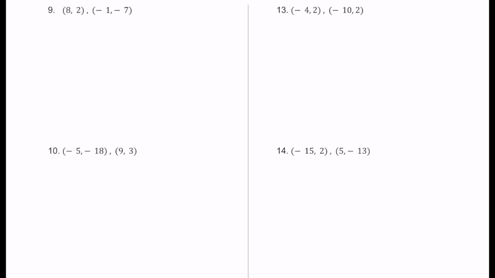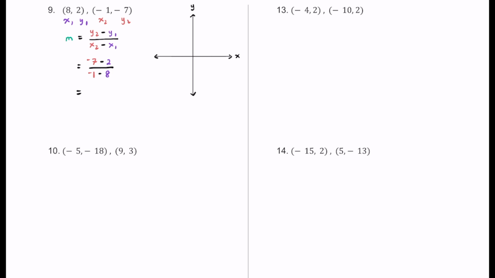Here's number 9. For this one, we have 8 comma 2 and negative 1 comma negative 7. Go ahead and label them, and let's start substituting in. So for y2, we have negative 7. So let's do negative 7 take away y1, which is 2. And let's put that over the difference of the x's. So for x2, we have negative 1 take away 8.